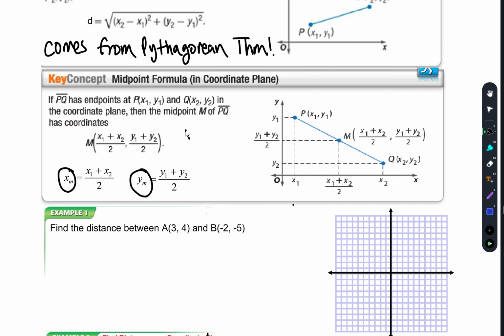So think about averages. We're going to do some practice on that in a second. But let's go back to the distance formula.